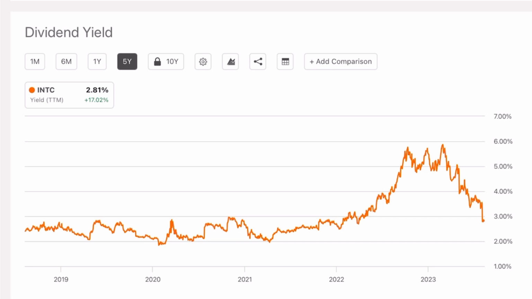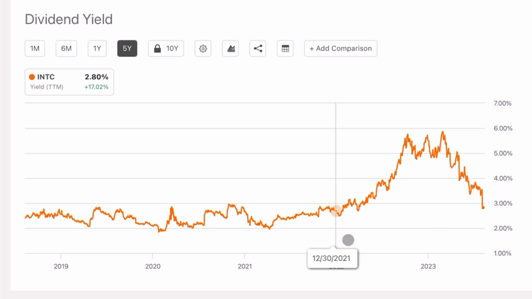So Intel, unfortunately, is a great example of this. Their yield was skyrocketing. Investors were initially really liking this, but it wasn't sustainable. The earnings weren't actually growing. They were just paying out more and more of those earnings. And eventually that is unsustainable. You have to cut the dividend, and we see the result of that here.